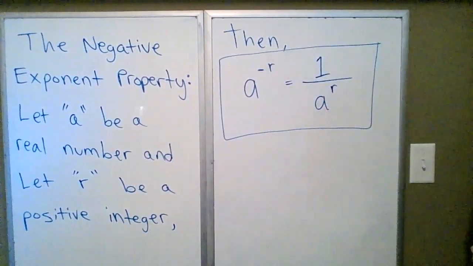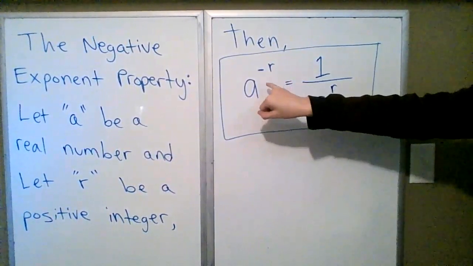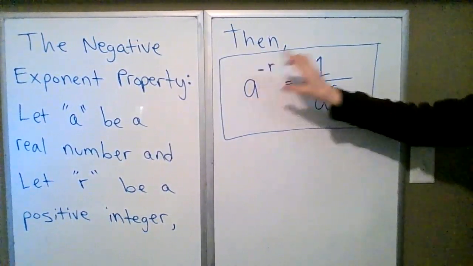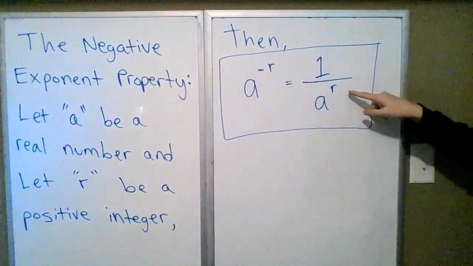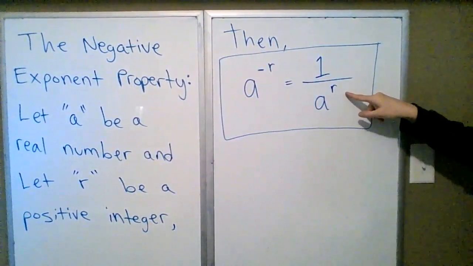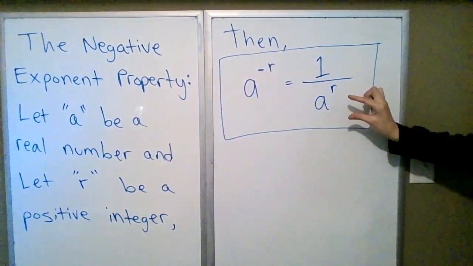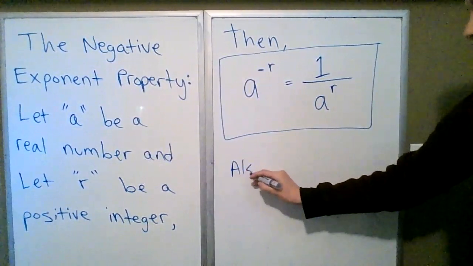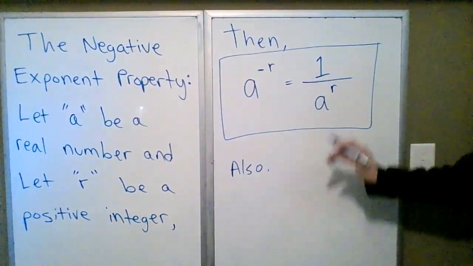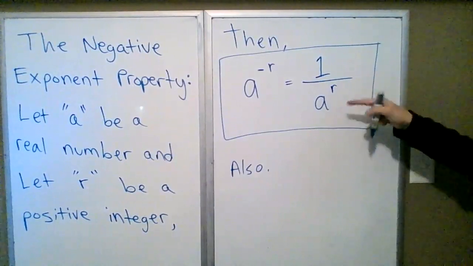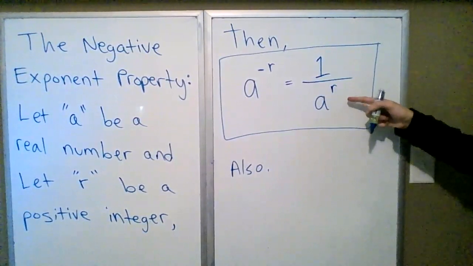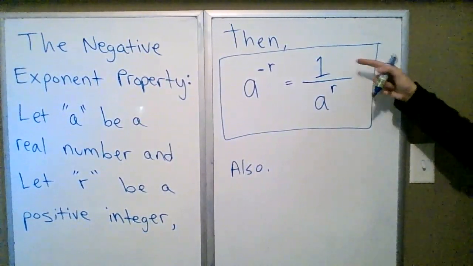Most of your problems, like your homework problems and exam problems, ask that you write your value without negative exponents. So to do that, you need to take this number, push it past the fraction bar, and then you get that positive exponent. Or the other way around, as a side note also: if you have 1 over a to the negative r, you can bring it up into the numerator and it changes from that negative exponent to a positive exponent.